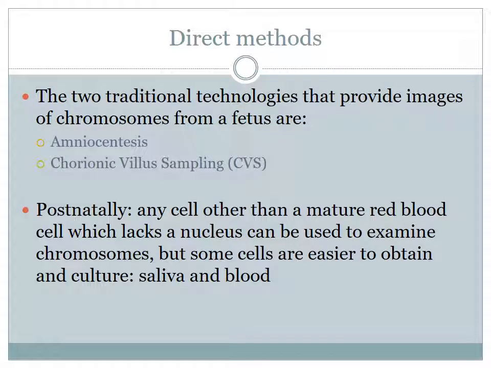If we look at the direct methods, the two traditional technologies that provide images of chromosomes from a fetus are amniocentesis and chorionic villus sampling, CVS. Postnatally, any cell other than a mature red blood cell, let's remember, because it lacks a nucleus, can be used to examine chromosomes. But some cells are easier to obtain and culture: saliva and blood.